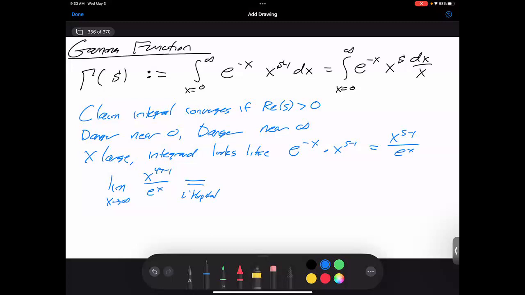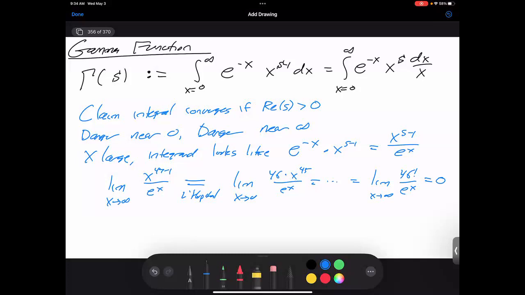So how do we evaluate infinity over infinity? We take the derivative of each. So this is the same as the limit as x goes to infinity of 46 x to the 45 over e to the x. And we do this a lot of times. And eventually we'll get 46 factorial over e to the x, which goes to 0. This shows you x to the 46 over e to the x goes to 0. The e to the x goes faster.